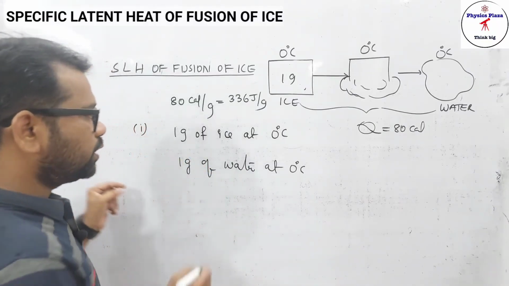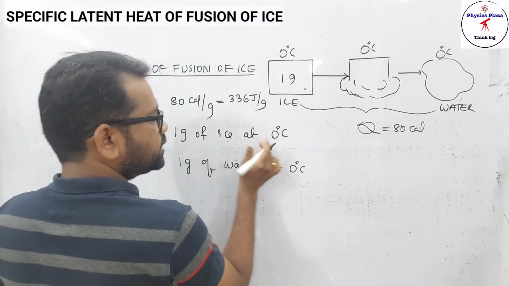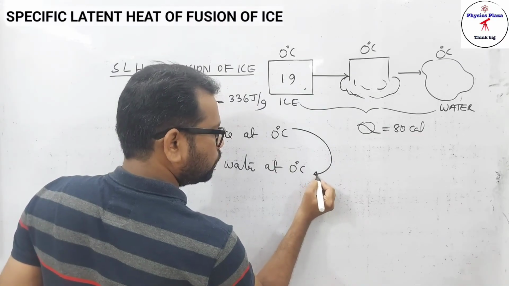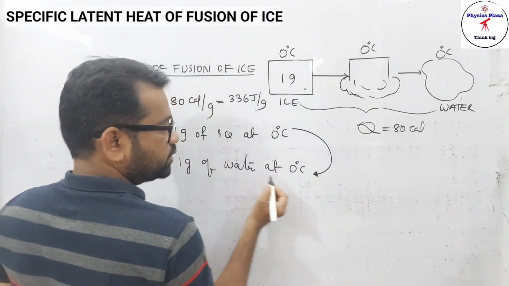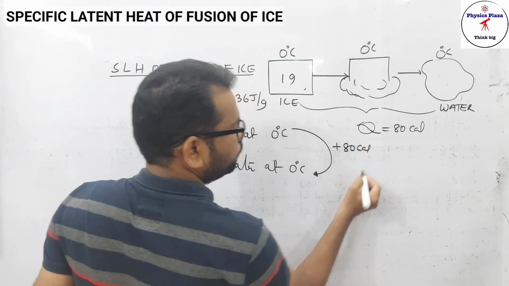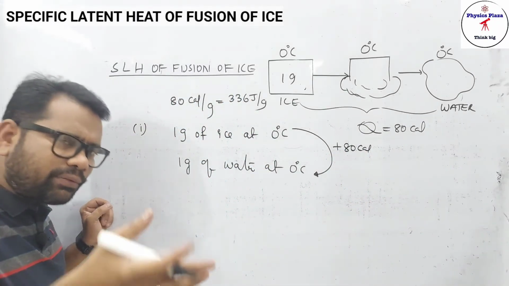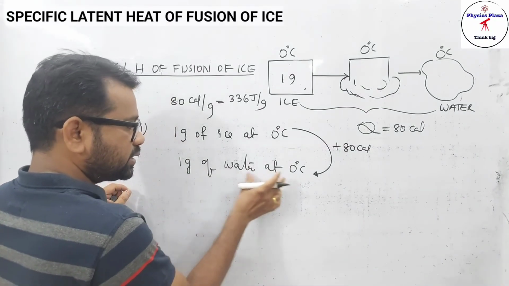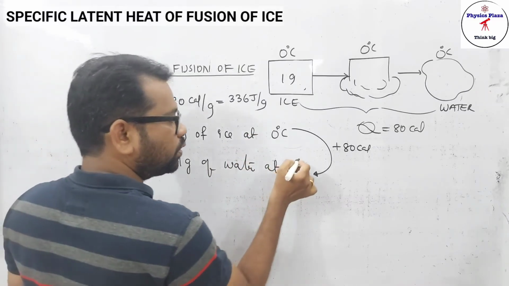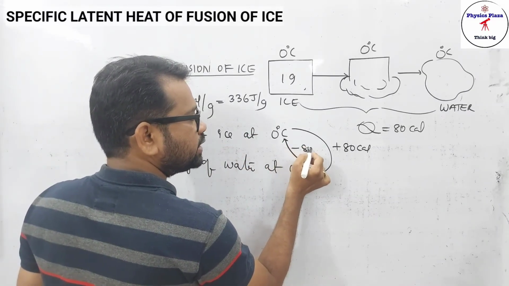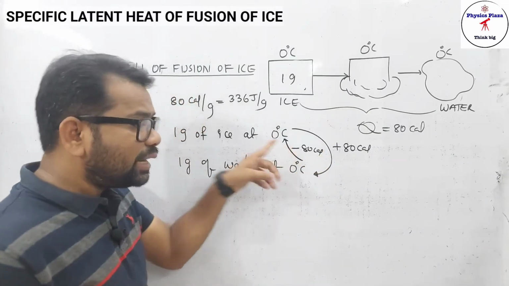So look here. 1 gram of ice at 0 degree Celsius will convert into 1 gram of water at 0 degree Celsius when you add 80 calorie heat. In a reverse manner, let us think here, children. When you freeze water at 0 degree Celsius to ice at 0 degree Celsius, what happens? Don't you think that it releases 80 calorie heat?